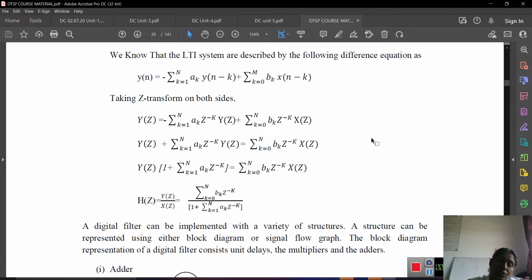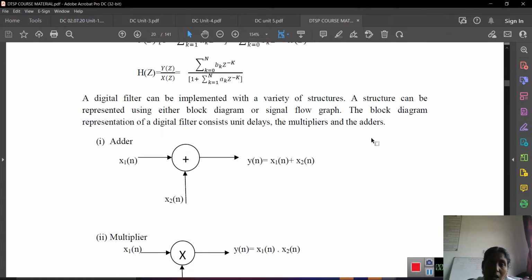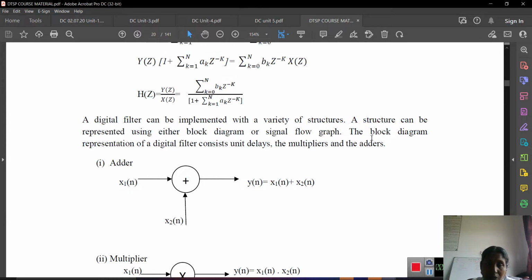Finally, H of z equals Y of z divided by X of z, that is, summation k equal to 0 to m, bk z power minus k, whole divided by 1 plus summation k equal to 1 to n, ak into z power minus k. This is the H of z transfer function, used for the IIR system.